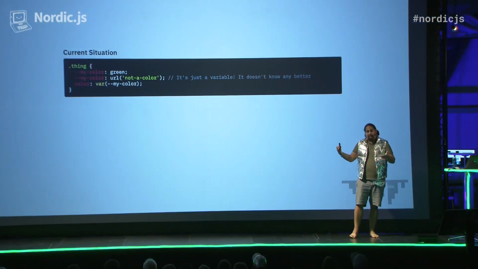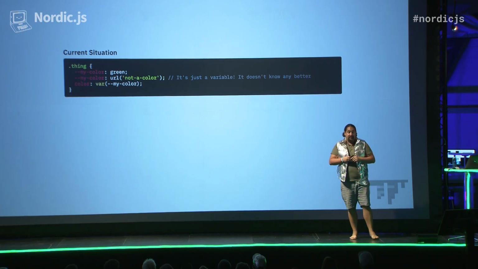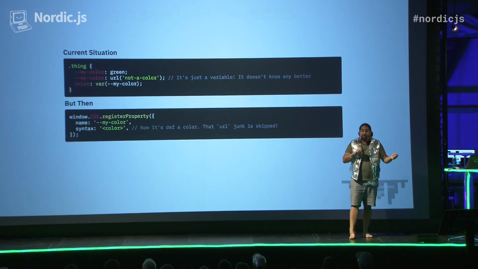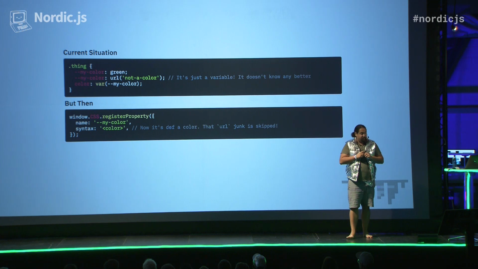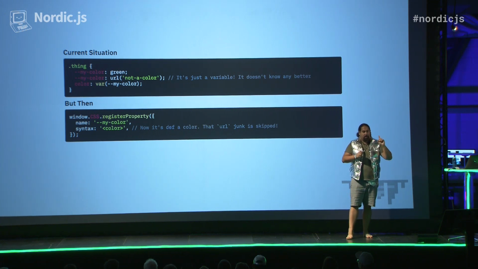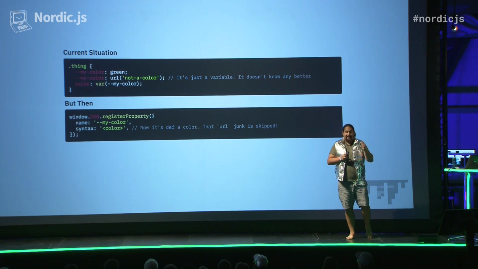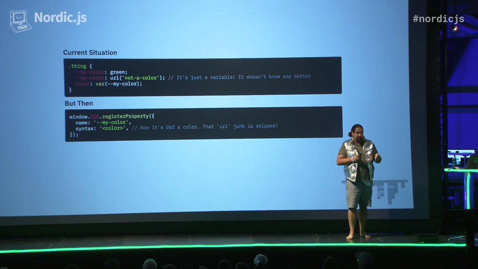So what's the current situation with CSS variables, or CSS custom properties? Well, we have something like my color green, and then later on we set it to a URL and try to use it as a color. That doesn't work, because a URL isn't a color. But then we can use window.css.registerProperty, and tell our browser that my color is a color. Now it'll know it's a color, and it'll disregard things that aren't colors.